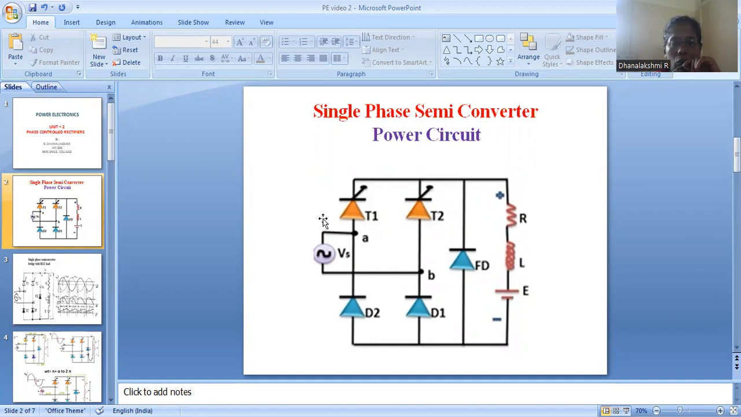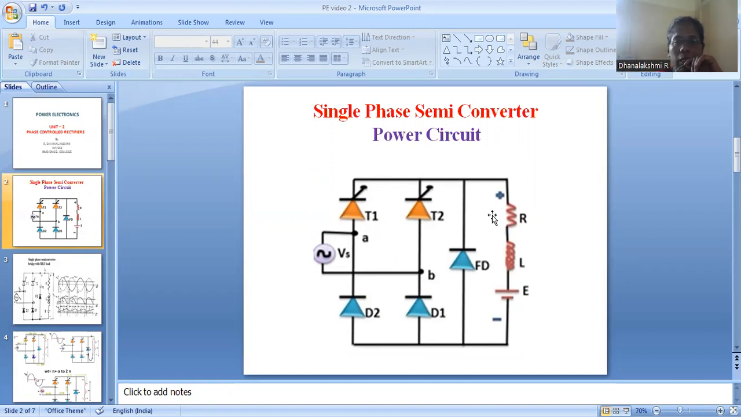Here you can see that out of 4 switches, in the earlier case of the single-phase full converter, we had 4 thyristors T1, T2, T3, T4. Whereas in the semi-converter, 2 are thyristors and the other 2 are diodes. That is, half of the 4, which is 2, are controlled and 2 are uncontrolled. That's why we call this a half-controlled converter, or semi-converter. And whenever we go for a semi-converter, we connect a freewheeling diode across the load to provide a freewheeling path for the inductor to release its energy. So here we can see the operation of the single-phase semi-converter.